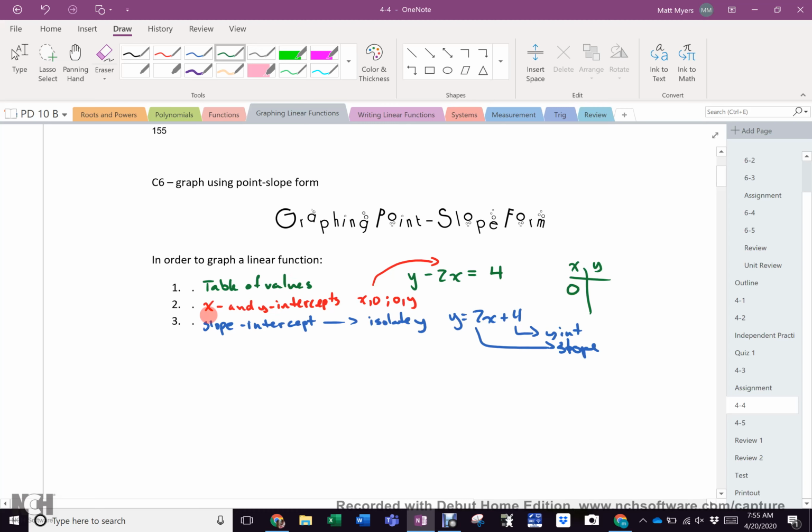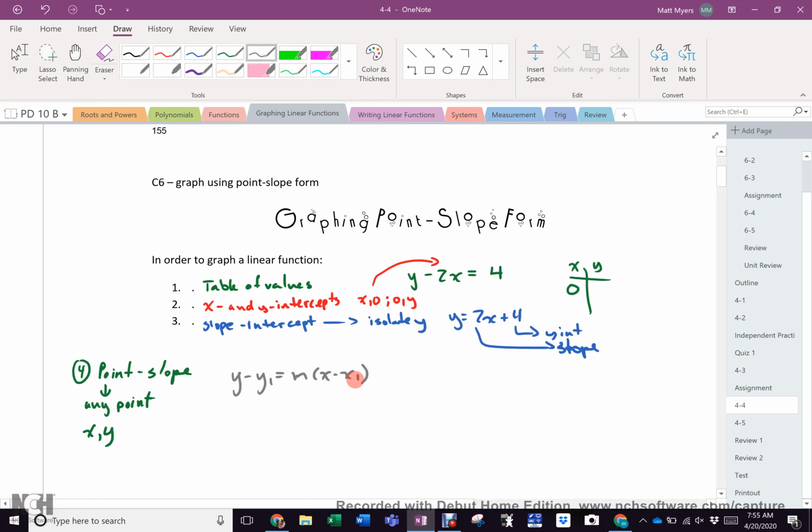Well, the fourth version is point slope form. And in point slope, you'll notice you don't have an intercept, you have any point. So you can use x, y. You don't have to be limited to the intercepts. Now, point slope form looks like this: y minus y1 equals m times (x minus x1).